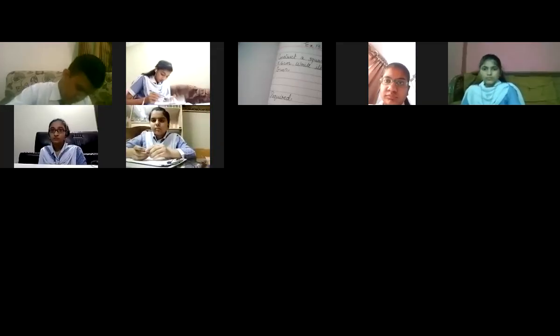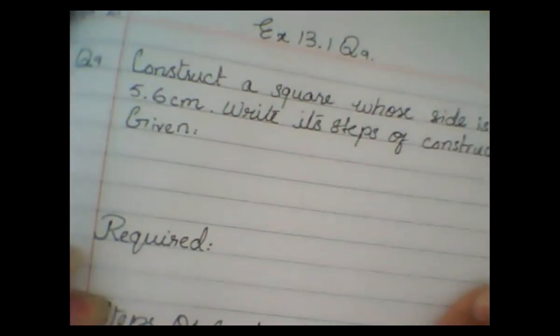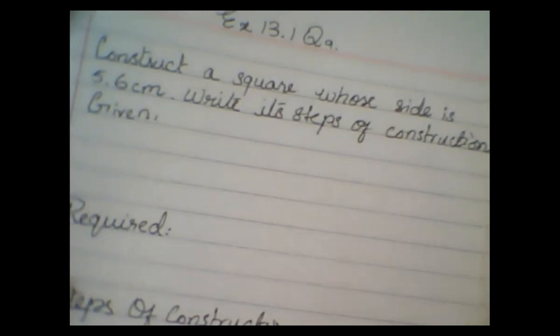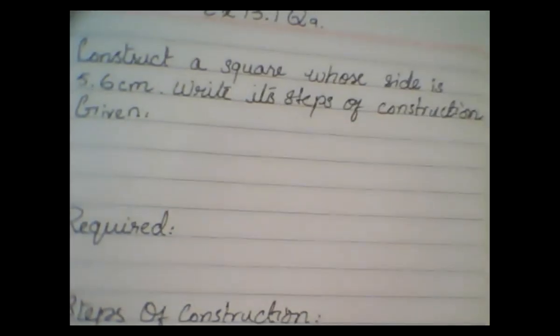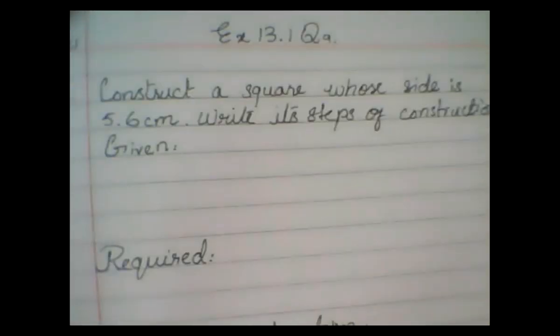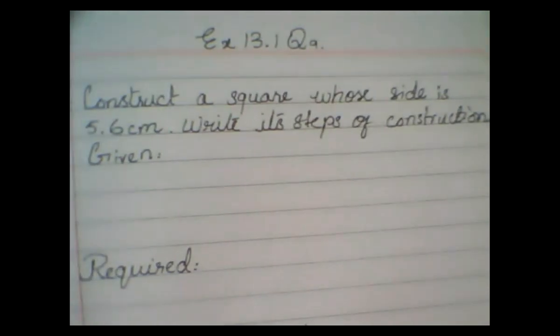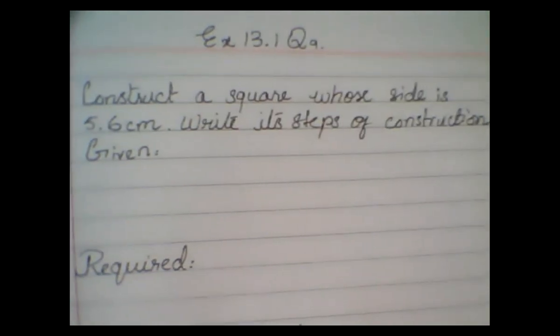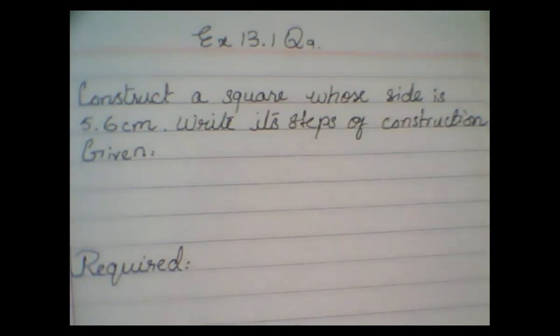Now, question number 9. Construct a square whose side is 5.6 centimeter. Can you see the question, students? Construct a square whose side is 5.6 centimeter. Write its steps of construction briefly.